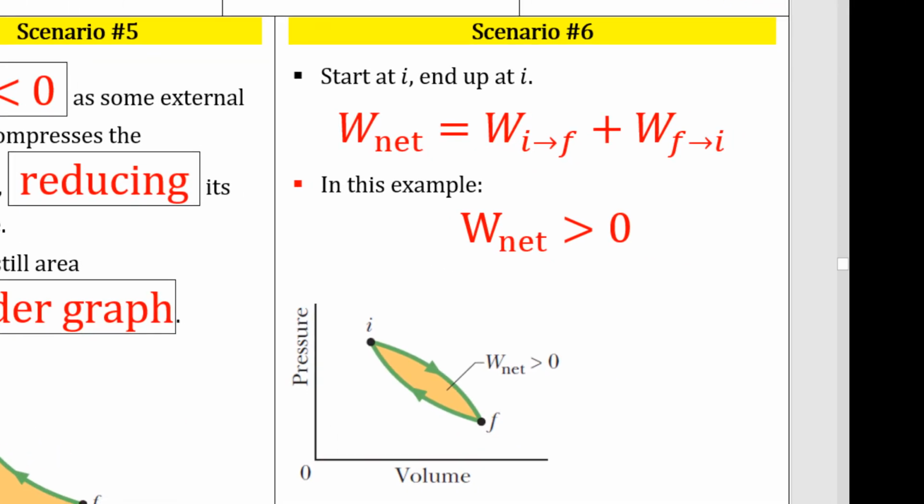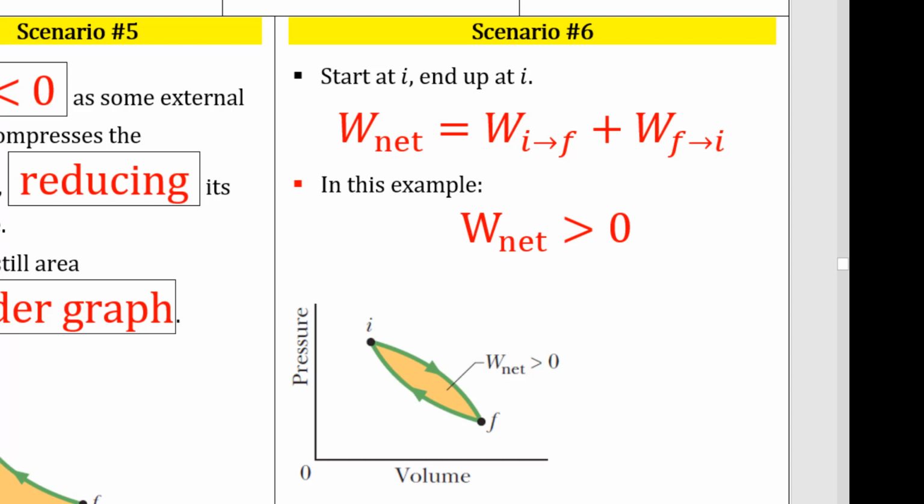Scenario number 6 is illustrating a closed loop process. I start at initial state I and I end up at initial state I. You might think, well, if this is a closed loop system, my net amount of work is 0, but that's not true. Otherwise, engines would do no work for us. This graph shows the net work done.